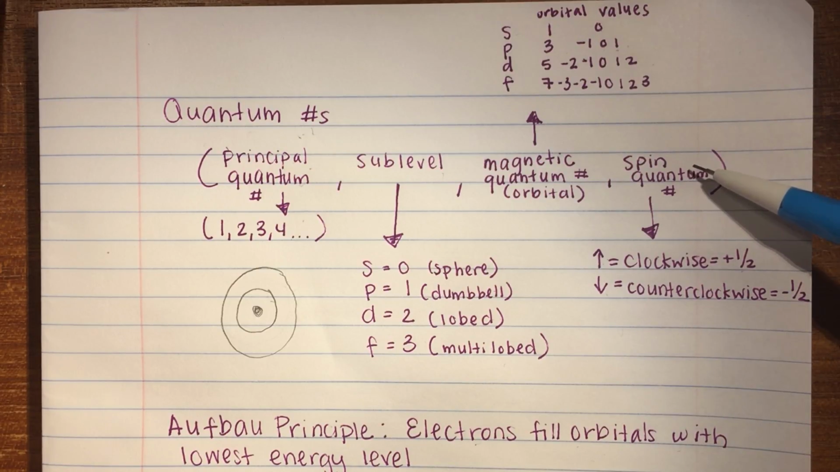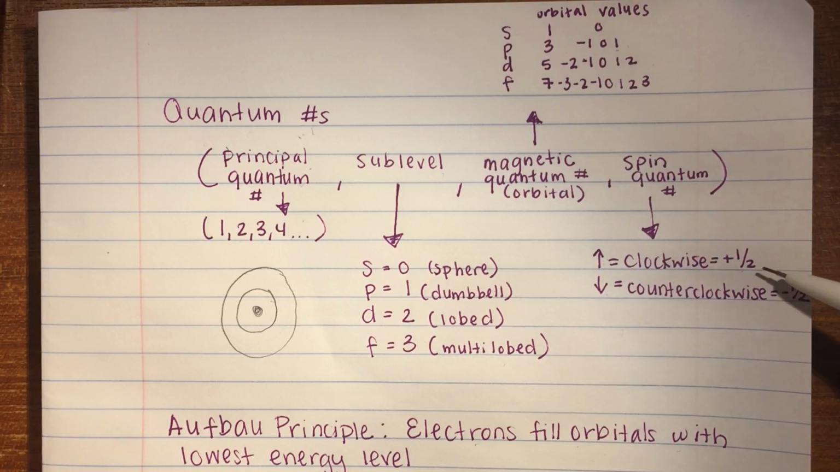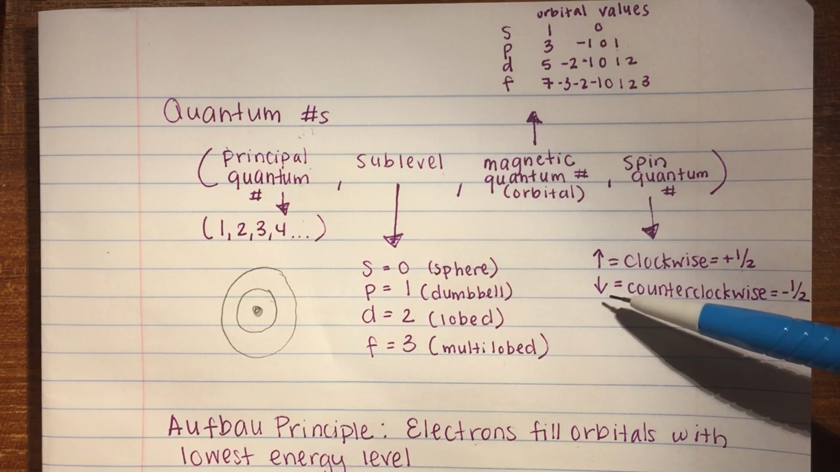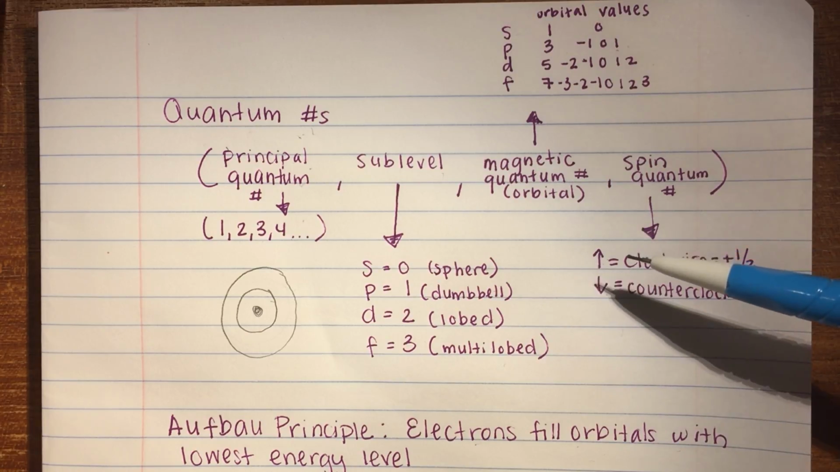And lastly, we get to what is the electron's spin direction. So if it's spinning clockwise, we represent with an up arrow, but as a number, that's a +1/2. If it's spinning counterclockwise, we represent that with a down arrow, that's a -1/2. So those were quantum numbers.